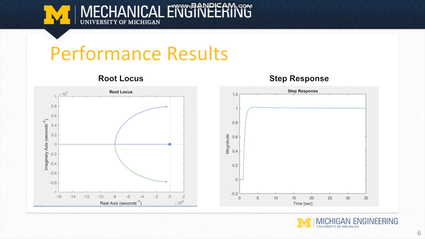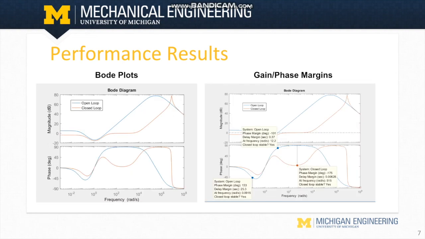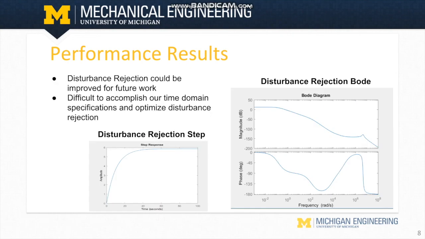And then our step response, you can see that there's a slight delay in the step response, and our overshoot is really small, and our rise time meets our specifications. So here's our Bode plots, and the open loop in blue actually has two gain margins because it actually crosses over 0 decibels twice, but the closed loop only has one gain margin, and MATLAB showed the closed loop system to be stable.